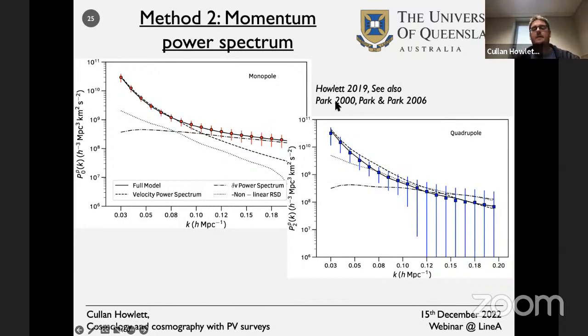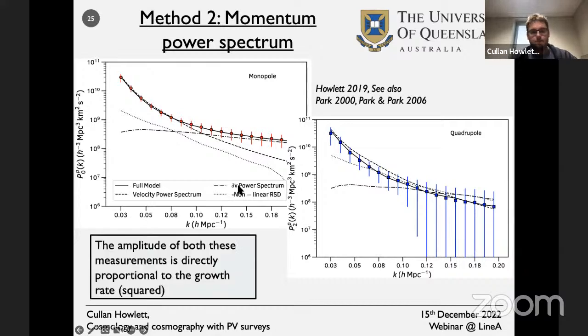And so this is from a paper that we put out in 2019, showing the distribution of velocities, or the momentum power spectrum, sorry, as a function of scale. And also showing that if you account for enough complexity in the modeling, you can actually model this to very high accuracy as well. So on large scales, this is proportional to the velocity power spectrum. So this is just linear theory here. But as you go to smaller scales down here, you have to start accounting for things like nonlinear redshift space distortions and also some other cross terms as well.